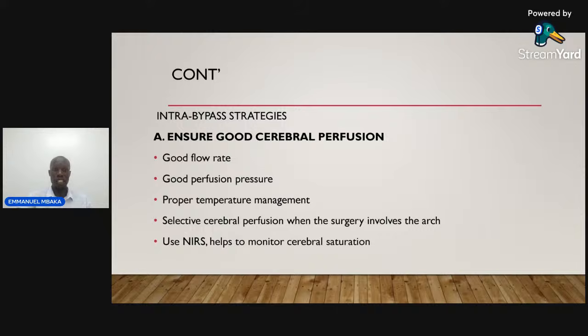Also, you need to have selective cerebral perfusion when the surgery involves the arch. And you need to use NIRS, which helps to monitor cerebral saturation. Next slide.